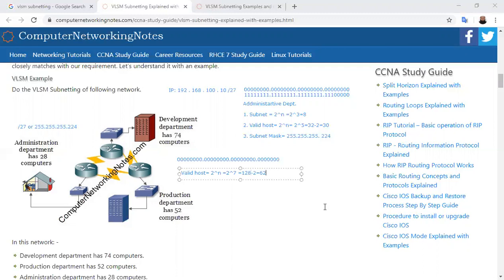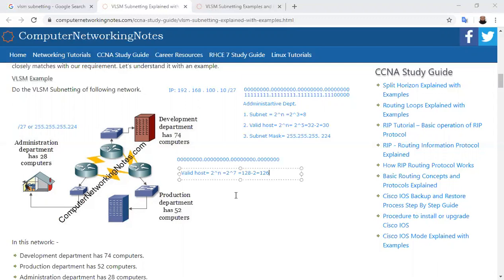128 minus 2, and this is 126. Though this host number is more than this number, this is actually the closest value, and this is the perfect one. We know in VLSM the minimum number of hosts are wasted. So here 2 hosts are wasted.